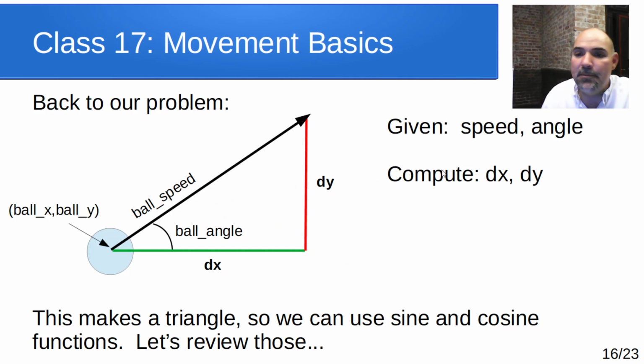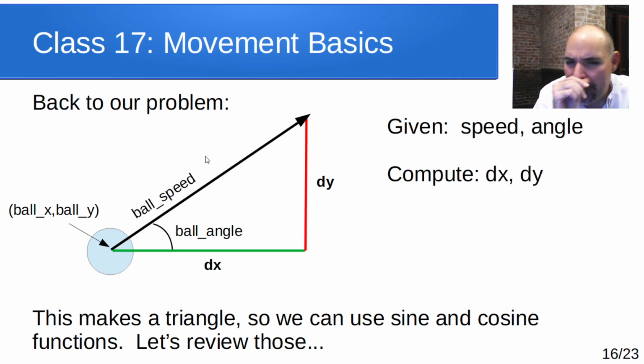Now, back to our problem. Given the ball speed and the ball angle, how do I compute the dx and dy? In order to do that, it's important to note that it makes a triangle. The dx is this leg, the adjacent, to the hypotenuse, and the dy is the opposite. If you remember your trig sine and cosine functions, there's that whole SOHCAHTOA thing. If you remember that, that's great.